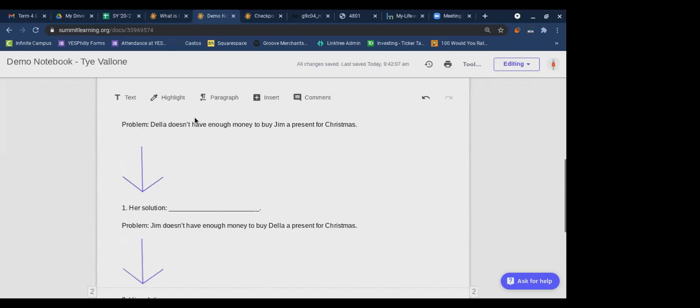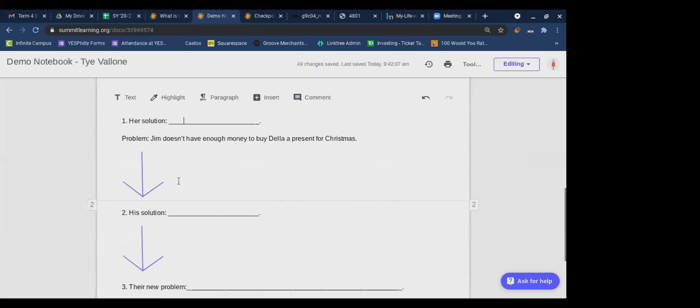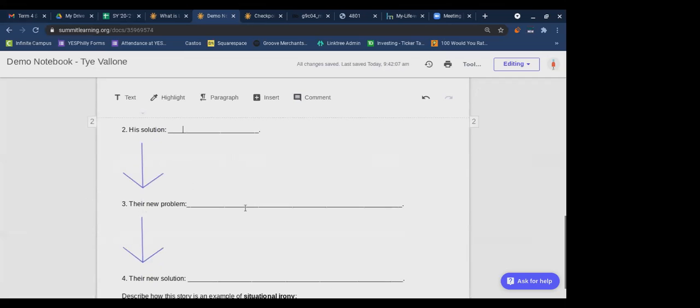So you're just going to follow along here. It lists the problem, right? Della doesn't have enough money to buy Jim a present for Christmas. So then you're going to fill in on this line, what is her solution? What does she decide to do to solve that problem? And then you're going to do the same thing here for Jim.